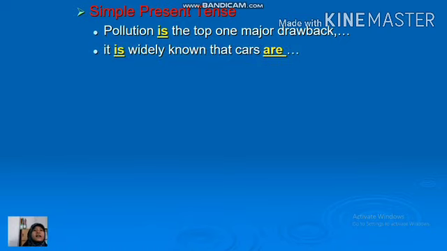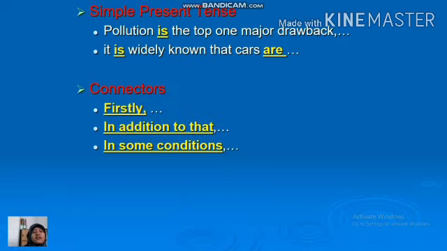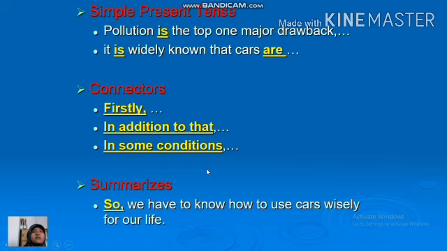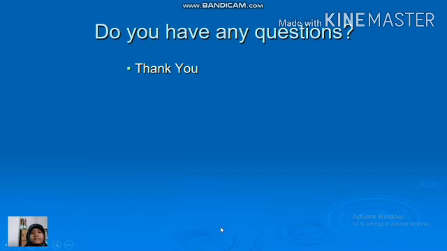Oke, kita analisa. The text uses simple present tense. Buktinya mana? Pollution is the top major drawback. Nah, kata is di sini berarti ini simple present tense. Dan selanjutnya, it is widely known that cars are and so on. Kata is di sini means that it uses present tense. Oke, connector. Lihat ya, connector yang dipakai. Firstly, in addition to that, in some conditions. Then summarize. Conclusion. So we have to know how to use cars wisely for our life.